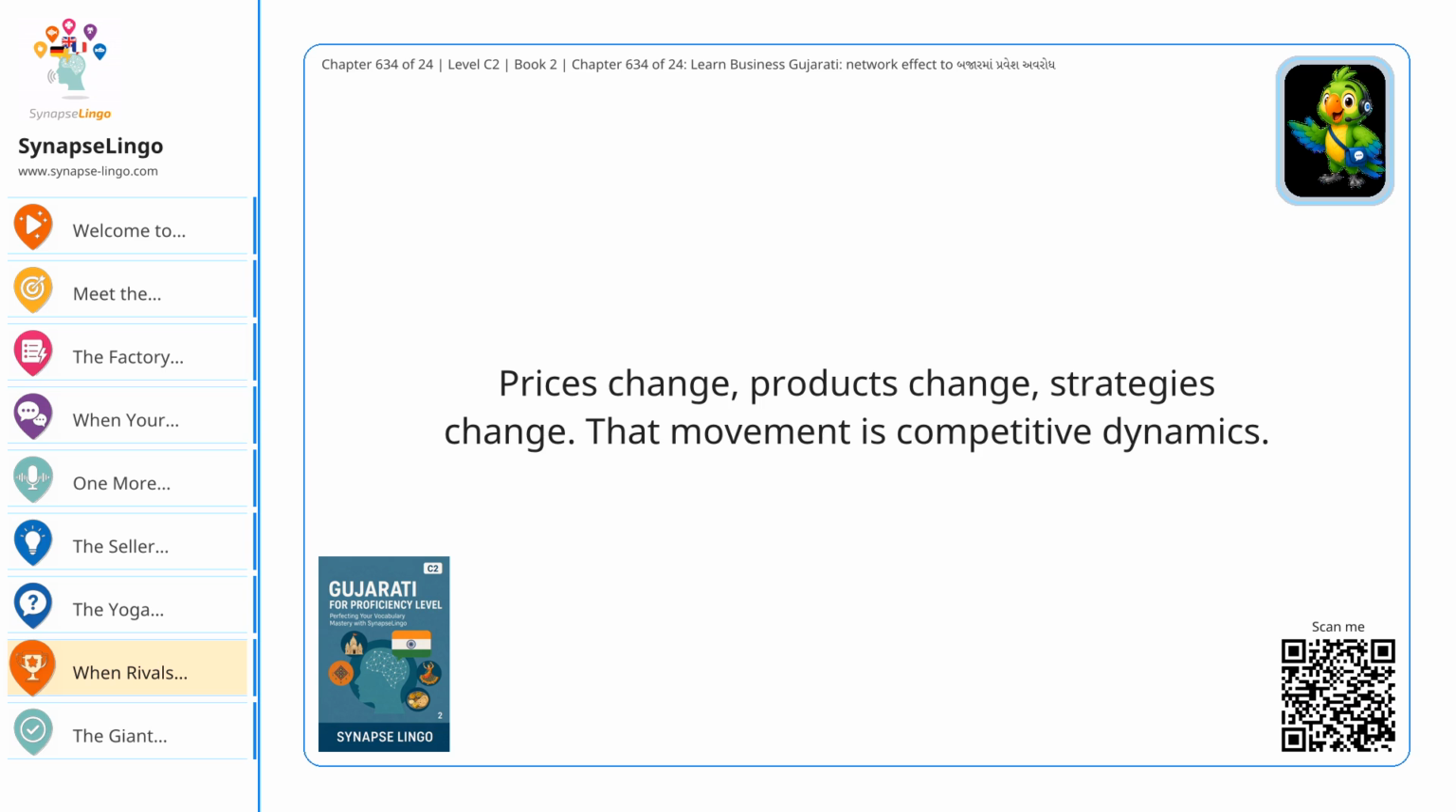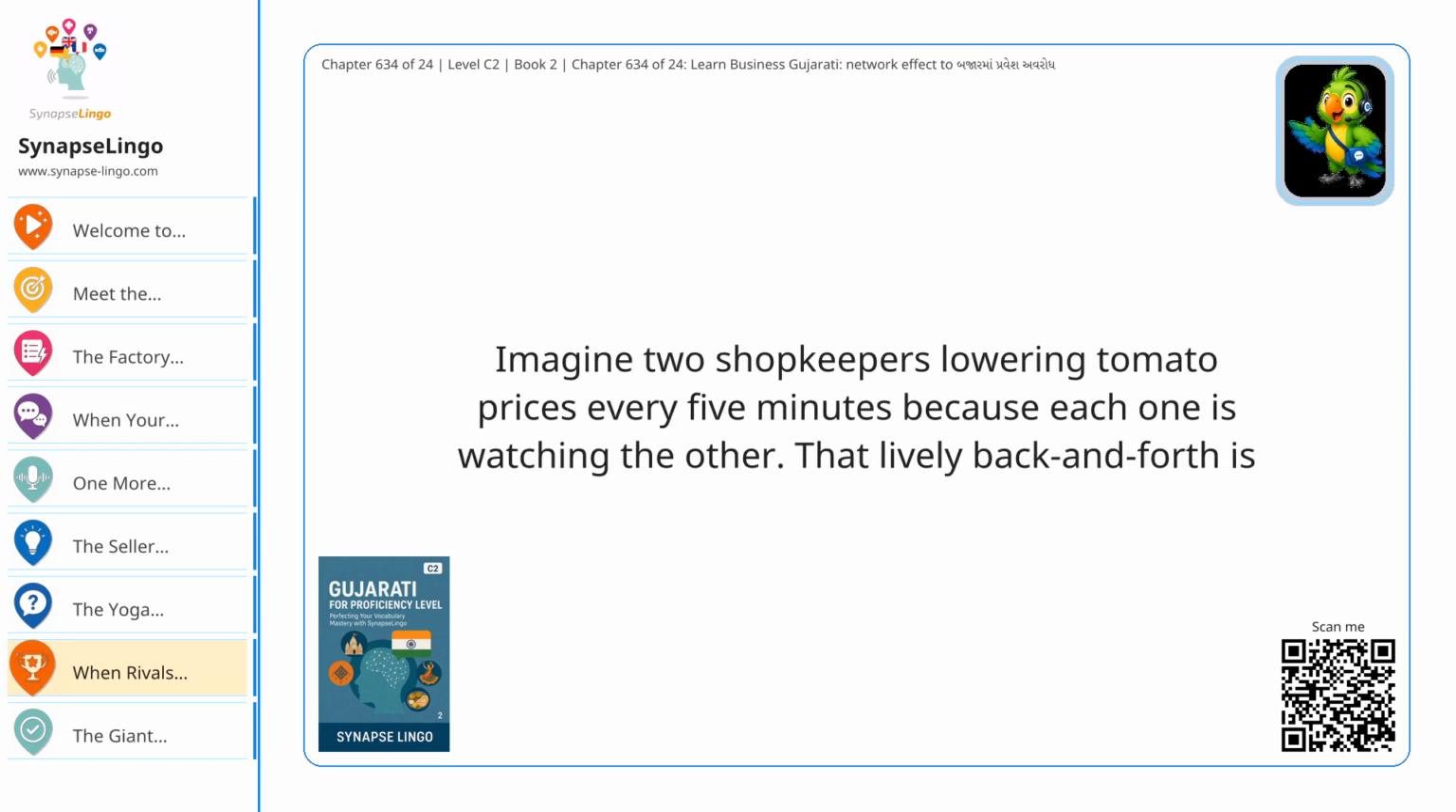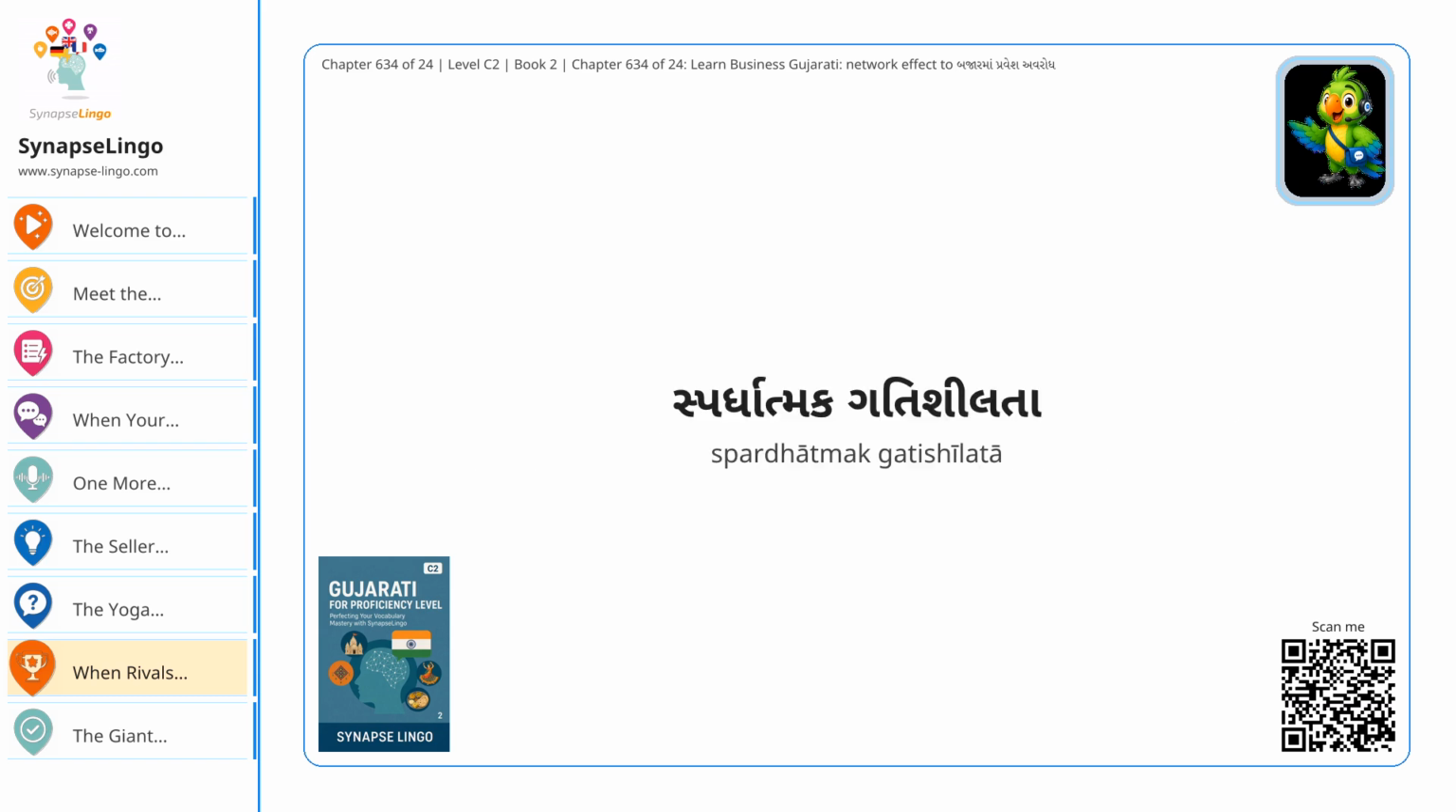Prices change, products change, strategies change. That movement is competitive dynamics. Imagine two shopkeepers lowering tomato prices every 5 minutes because each one is watching the other. That lively back and forth is સ્પર્ધાત્મક ગતિશીલતા.